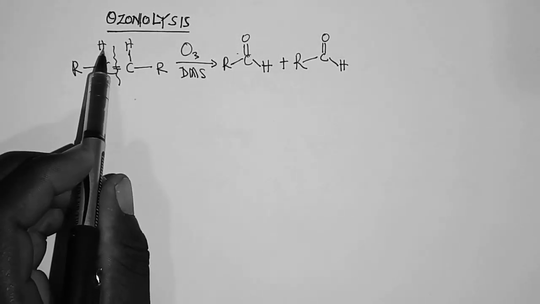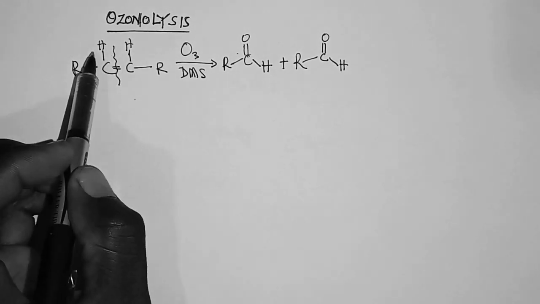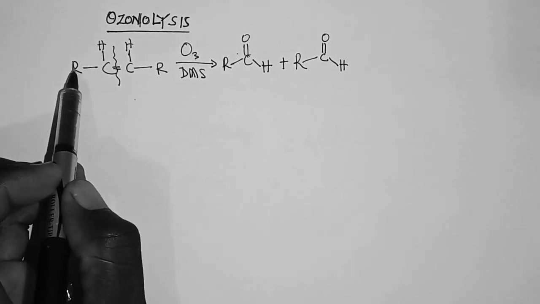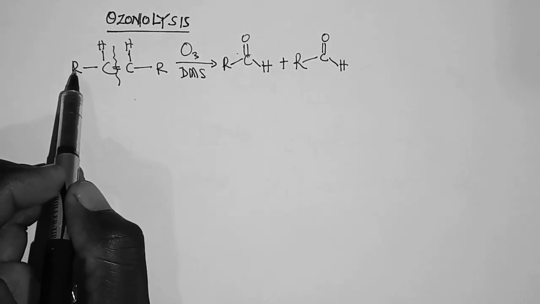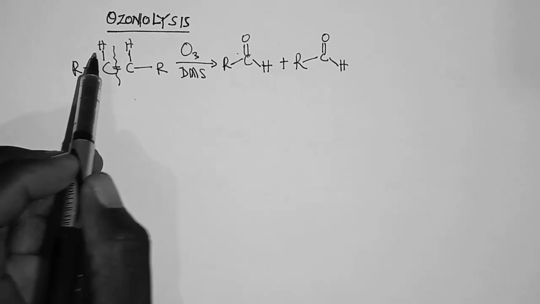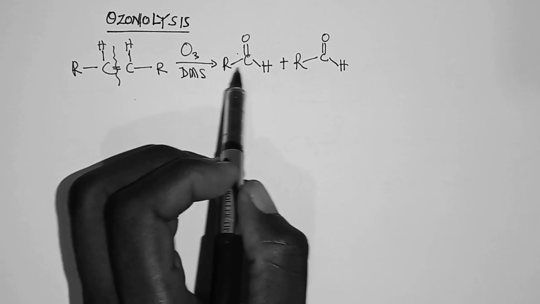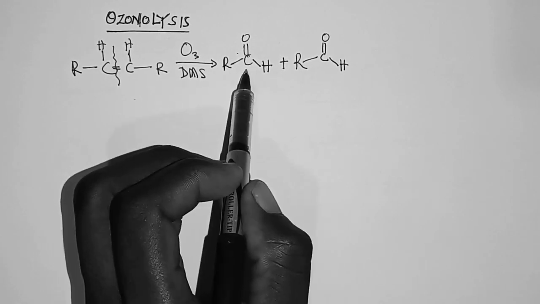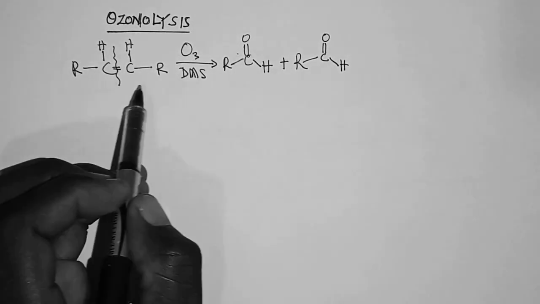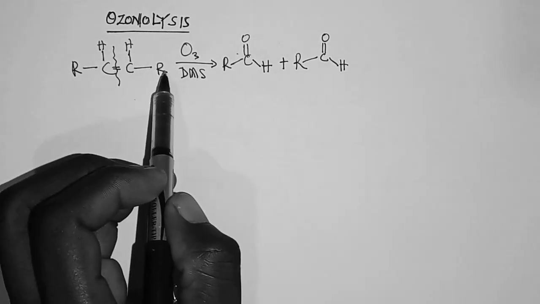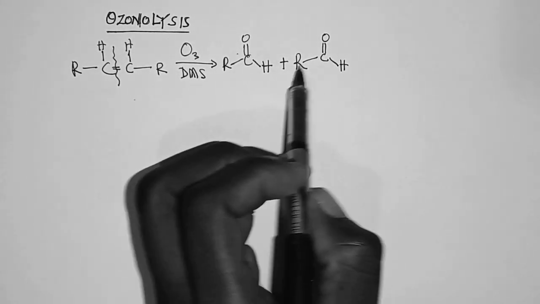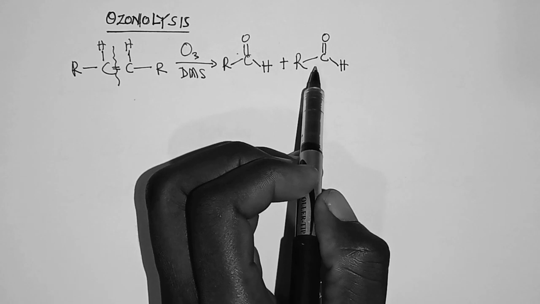So if R was to be a methyl group and the other substituent was to be a methyl group, then you see that in this place we will produce an alkanone or a ketone. And then if this place was to be a hydrogen, then we would have produced an aldehyde in this situation.